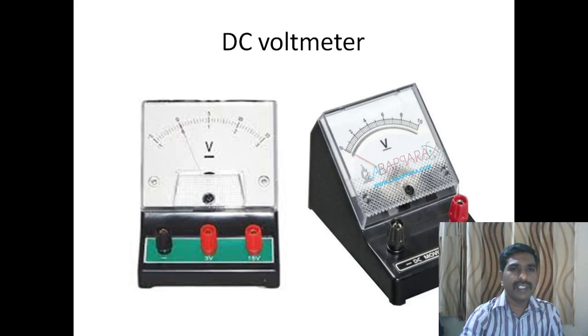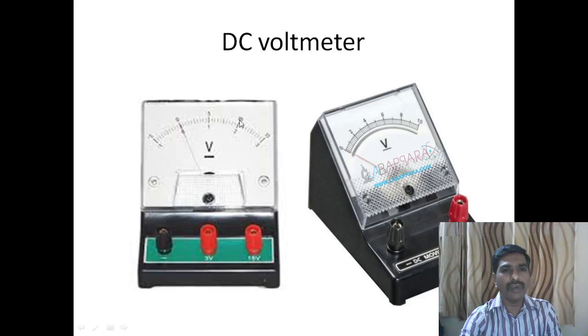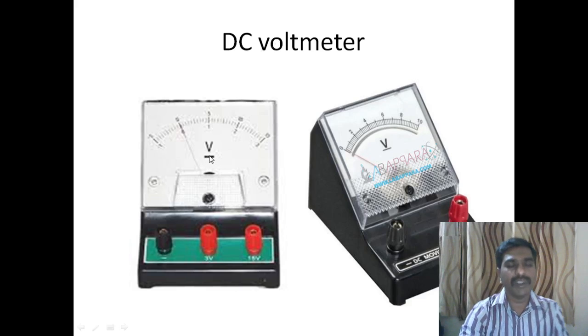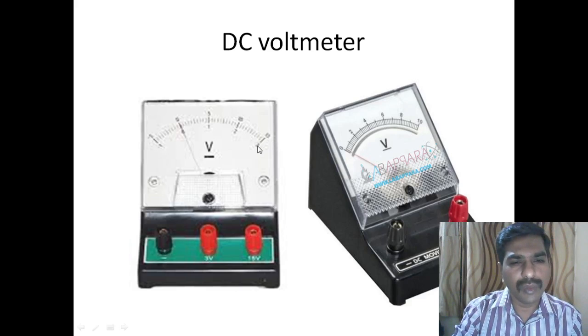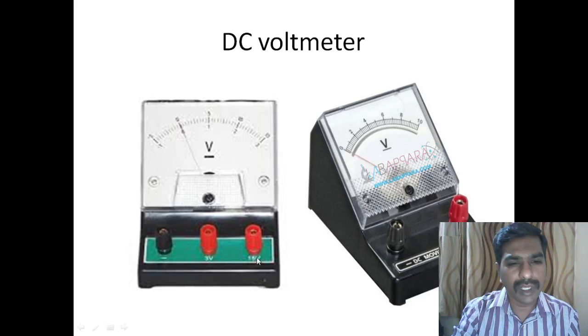This is called a DC voltmeter. How do we identify a DC voltmeter? In the circle, we indicate V for voltmeter. Here a straight line represents DC. The scale here is from 0 to 10. This is the needle, and this is a connecting point, the negative point, and red indicates the positive. It's a 15 and a 3 volt. The lower scale is 3 volt. If you connect here, it's the upper scale, 0 to 15.